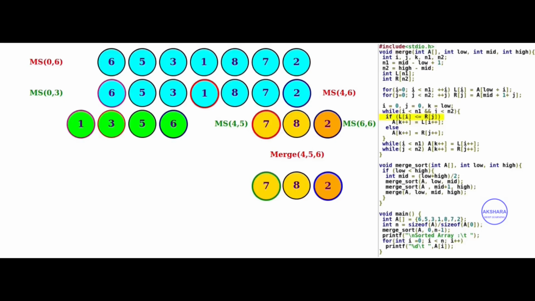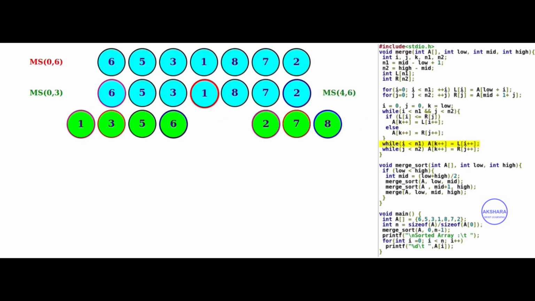L of I will be compared with R of J. Here L of I is greater than R of J, so R of J will be copied into the original array. Both J and K will be incremented. This right subarray is completed, so all the elements from the left subarray L will be copied into original array A. Now this merge of 4 comma 5 comma 6 is also completed. So all the three statements within the merge sort of 4 comma 6 are completed now. So merge sort of 4 comma 6 is completed.